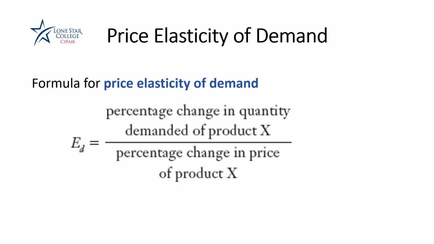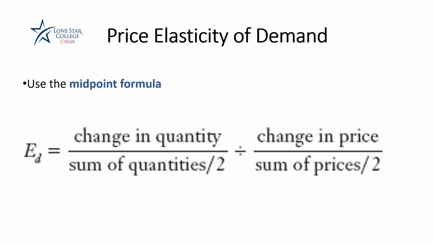So this is the formula. Percentage change in quantity demanded divided by percentage change in price will give you the elasticity. And we also have another formula, which is called the midpoint formula, that we typically use when we want to calculate the elasticity, which is a little bit bigger than the first one. You should take more steps to calculate the elasticity, but I promise you it's really, really easy.